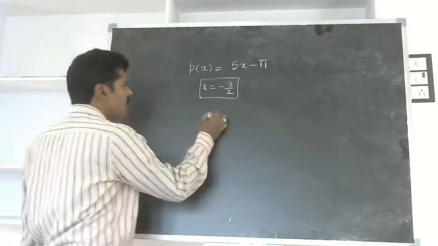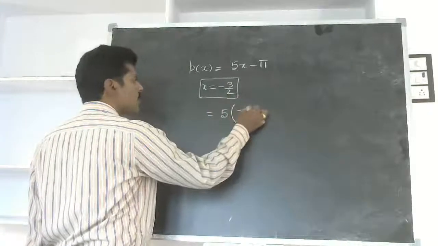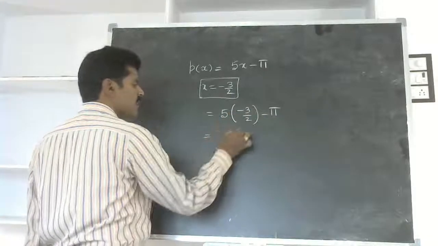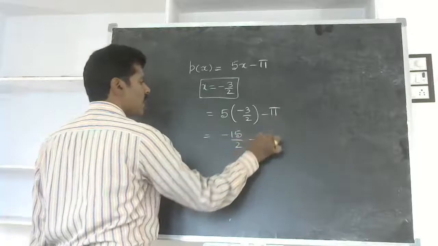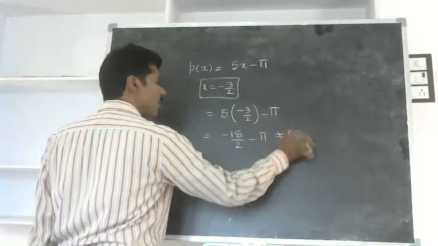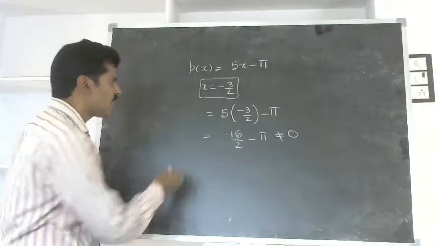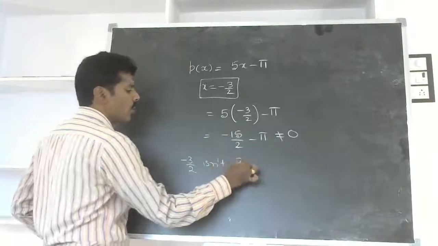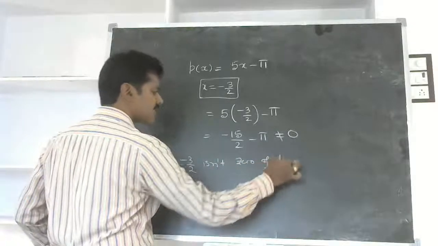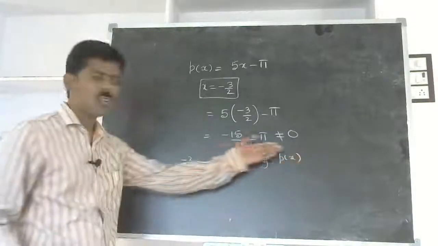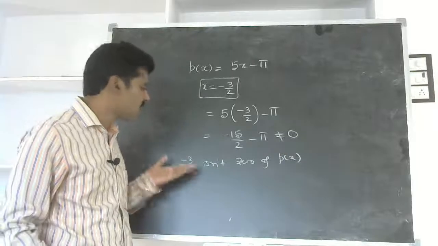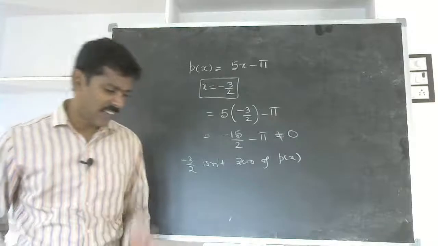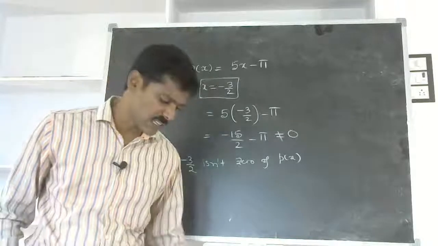If they didn't mention it, you have to leave it as it is. So if I go here, 5 into, in the place of x I have to write minus 3/2, minus pi. If you multiply this, I will get minus 15/2 minus pi, which is not equal to 0. I didn't get 0. So hence I can say that minus 3/2 isn't a 0 of p of x. If you get 0, you can directly write that minus 3/2 is a 0 of p of x. That's the difference you have to maintain. In third Roman, you have to do the things like this.